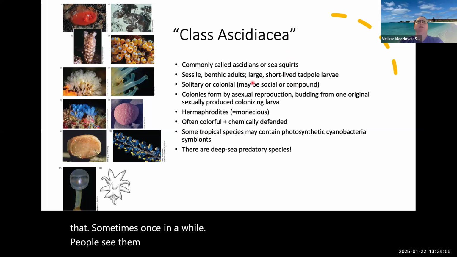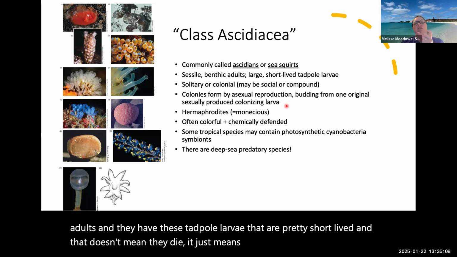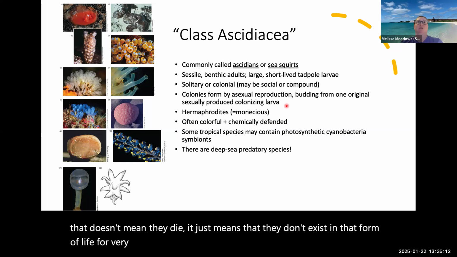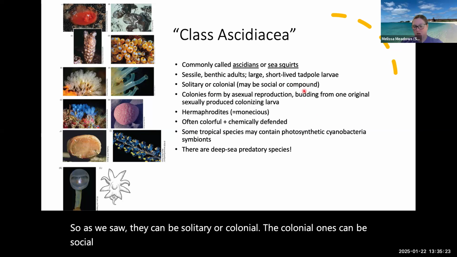Anyhow, so these sea squirts are sessile and benthic as adults, and they have these tadpole larvae that are pretty short-lived, and that doesn't mean they die. It just means that they don't exist in that form of life for very long compared to their adult stage. So as we said, they can be solitary or colonial. The colonial ones can be social or compound, and we'll talk more about what that means.